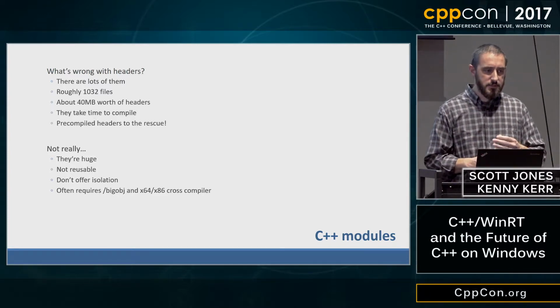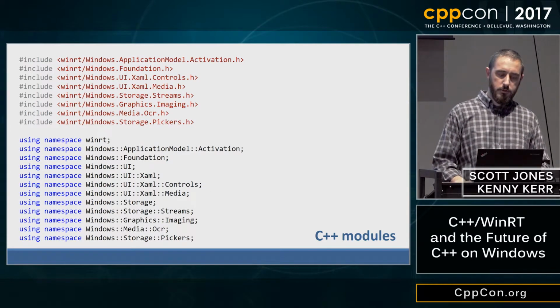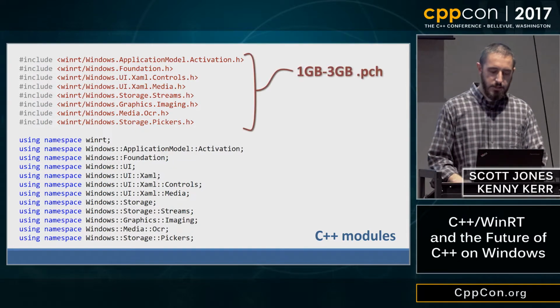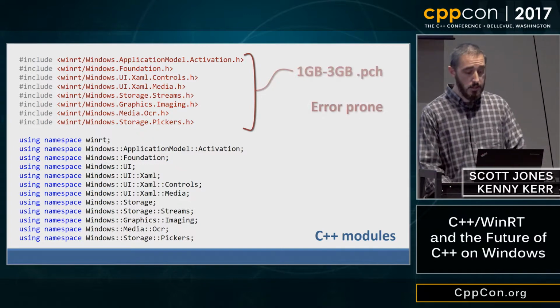So it doesn't scale. As a more visual example, here you have the includes up front there. So that's how you do it today, and that amounts to between 1 and 3 gigabytes of a PCH. It's very error prone as well.